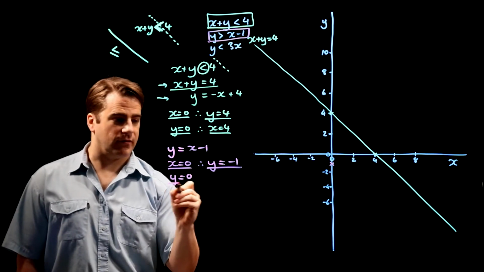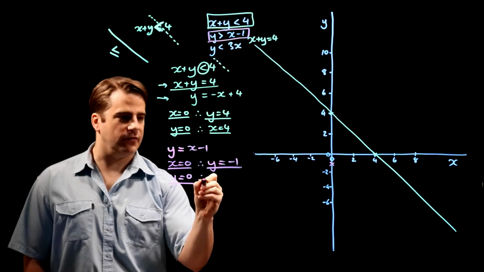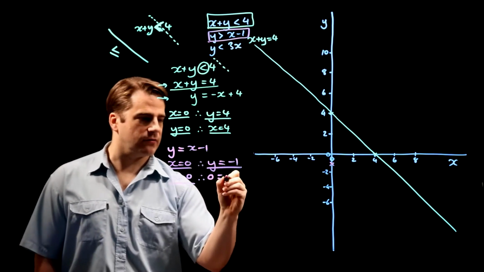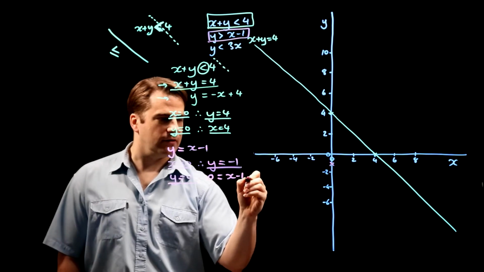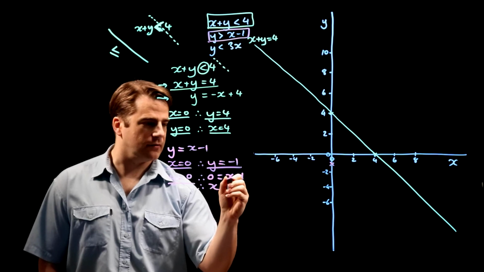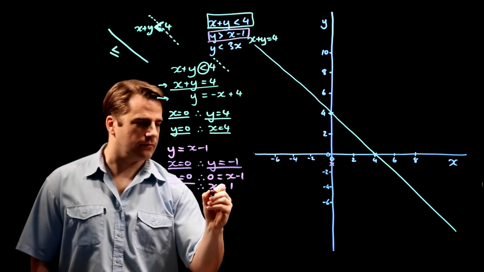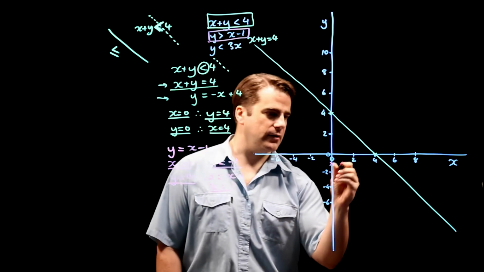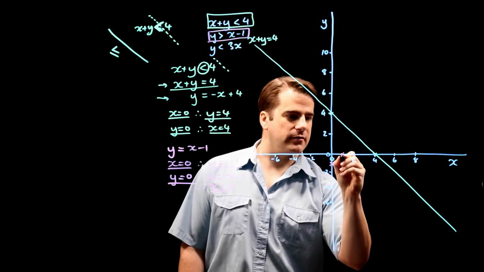Put y equals 0 next. Therefore, 0 equals x minus 1. So therefore, x must be 1. So it goes to the point (1, 0). (1, 0) is there.